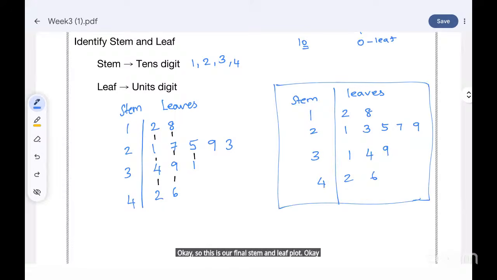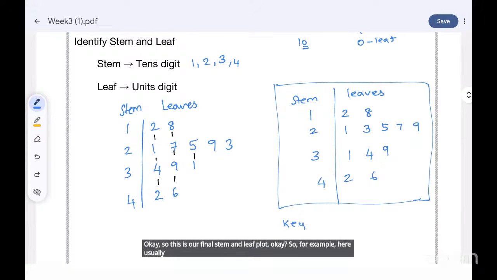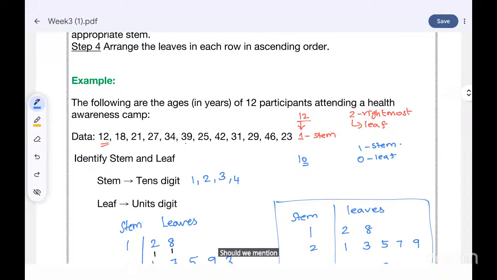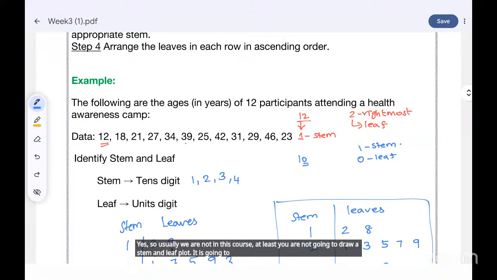Okay, so for example, here usually we write something called a key to understand what this is representing. So for example, here 1, 2, what does this 1, 2 represent? One is the stem. Should we mention the key? Yes. In this course, at least, you are not going to draw a stem and leaf plot. It is going to be given, and then from that you are going to get some questions. But just to know how to make a stem and leaf plot, this information is important.